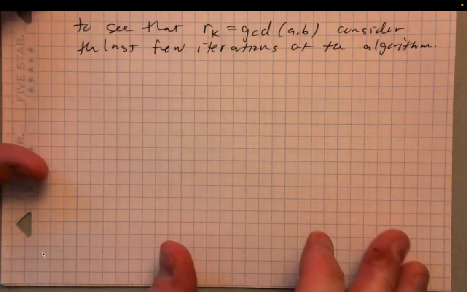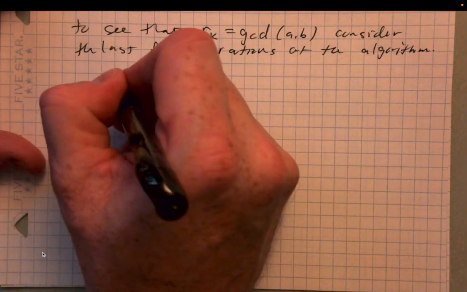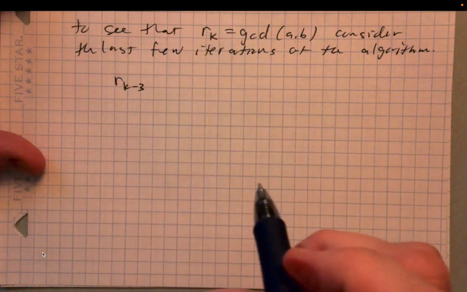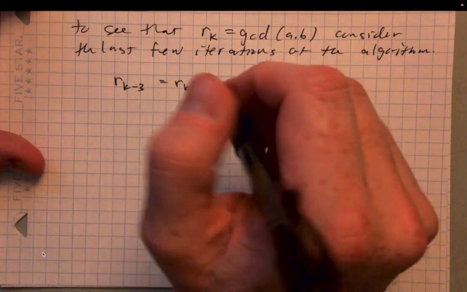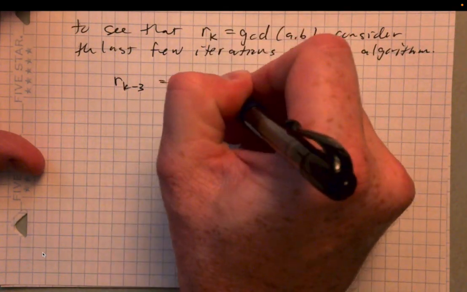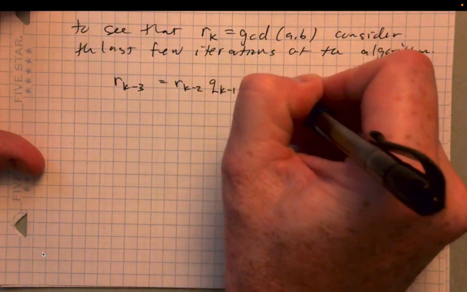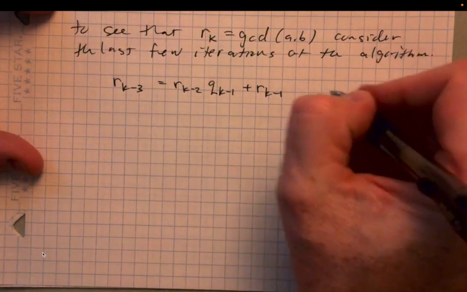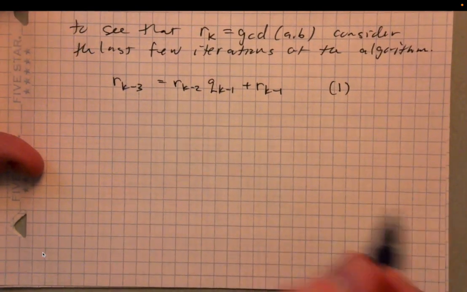Okay, what's going to happen here? So what we would end up with is r of k minus 3 is equal to r of k minus 2 times q of k minus 1 plus r of k minus 1. Okay, right, and I'm just going to label this. We're going to need to refer to these, so I'm going to label them.